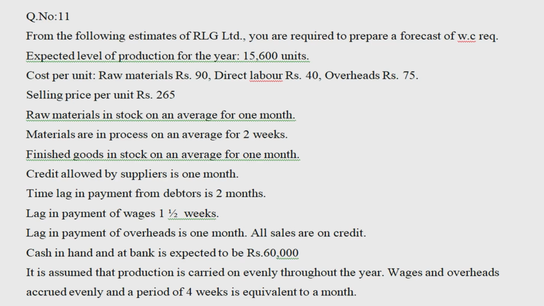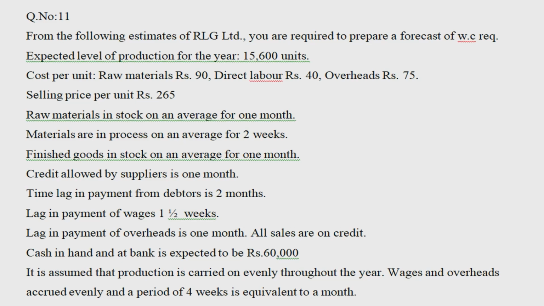Credit allowed by supplier is 1 month. Time lag in payment from debtors 2 months. Lag in payment of wages 1.5 weeks. Lag in payment of overheads is 1 month. All sales are on credit. Cash in hand at bank is expected to be rupees 60,000. It is assumed that production is carried on evenly throughout the year. Wages and overheads accrued evenly, and a period of 4 weeks is equivalent to 1 month.